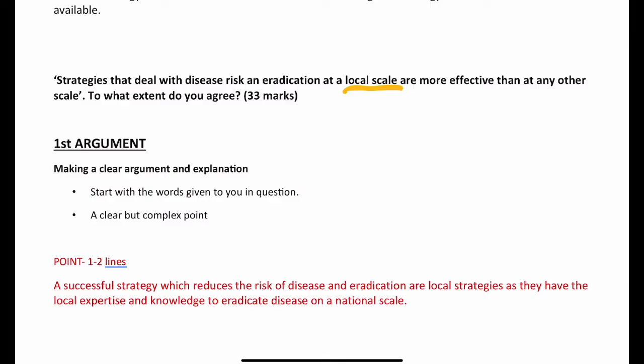Well, in my actual point you can read here, I've said that a successful strategy is local strategies. And the reason why is because of local expertise and knowledge. So the reason why it's a complex point is because it hasn't just said that a successful strategy can be local. It's said slightly why, but very briefly. And it's focused on this idea of local expertise and knowledge that can help eradicate a disease. So again, with my point, only 1 or 2 lines. I don't want to put my entire argument in my point.